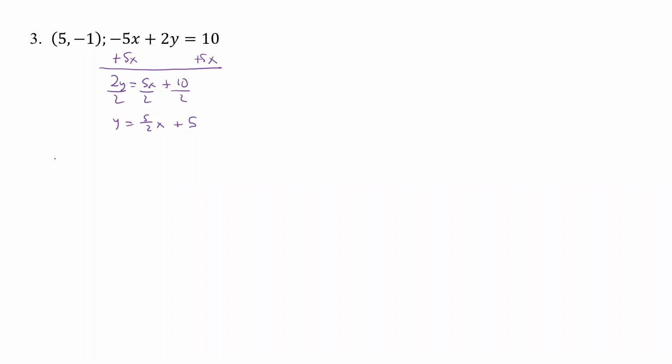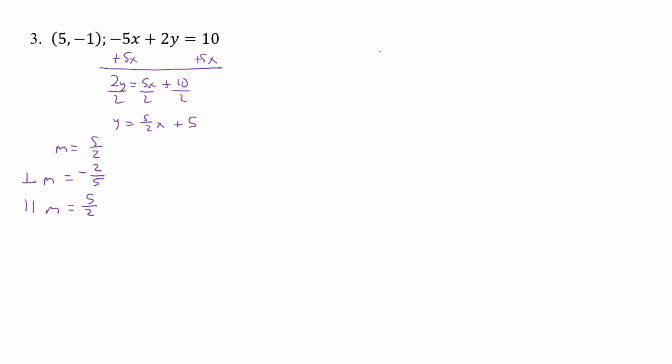Okay, so our slope of the original line is 5 halves. So for the slope, we'll do perpendicular first, then parallel. Perpendicular is going to be the negative reciprocal, and so that would be our slope for the perpendicular. And the slope for the parallel is just, again, equal, so it's going to be 5 halves.